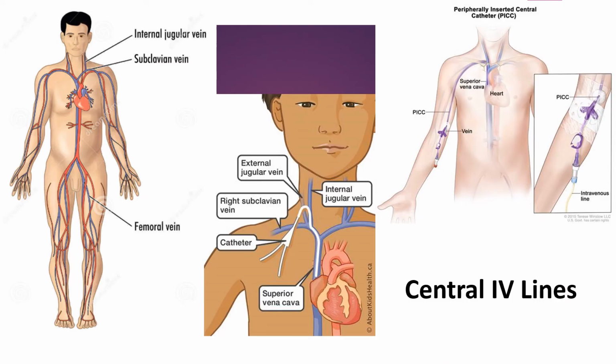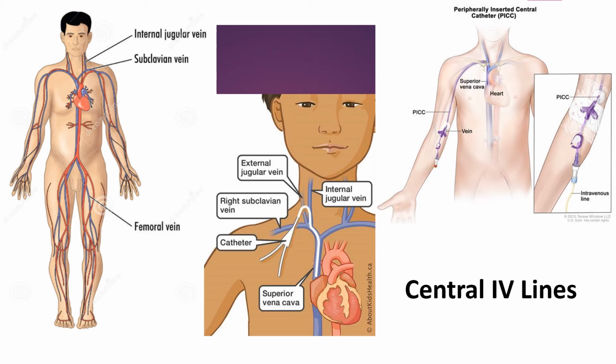So these are the lines that we had mentioned just now. You have different core veins, or different large bore veins, in your body where we can insert central lines. One of those common ones is the internal jugular, which is found in the neck that you see here. A line can be placed there. A line can also be placed in the chest, which is a subclavian.